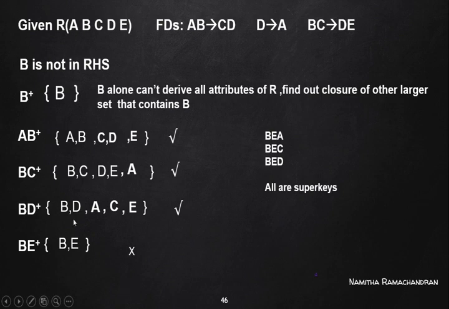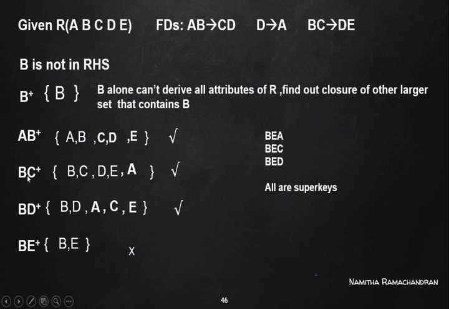Why? Because consider this AB. A and B both are present in the LHS part of the given dependencies. Okay, anywhere in these dependencies, A and B both are present in the LHS part. That means there may be a chance AB may be a candidate key. So derive the closure set first, then decide whether it is a candidate key or not.